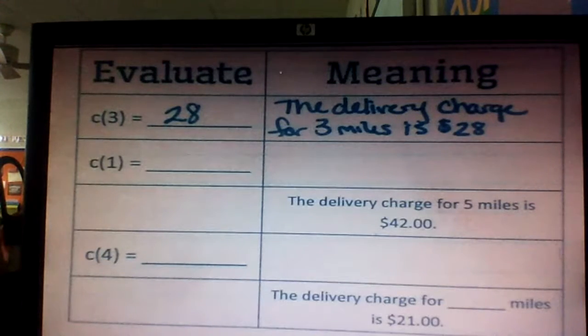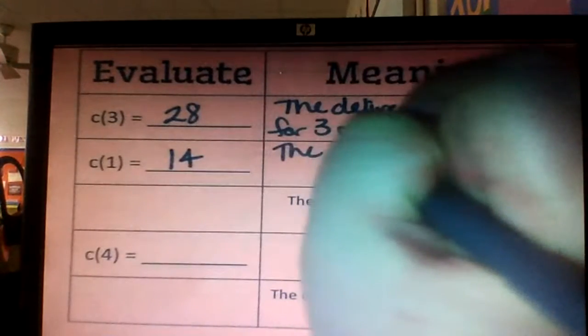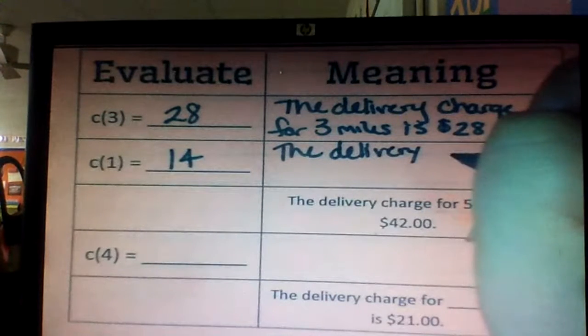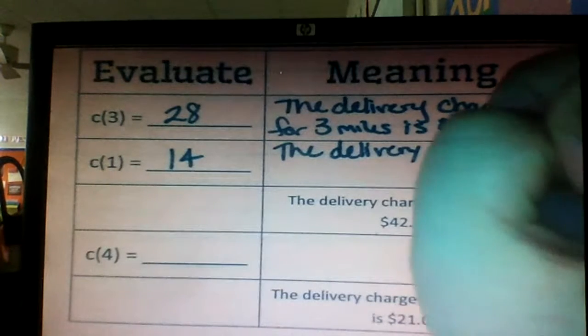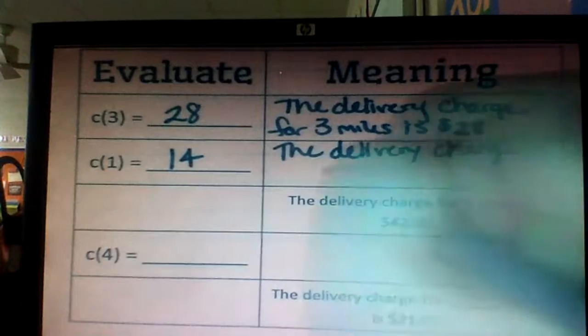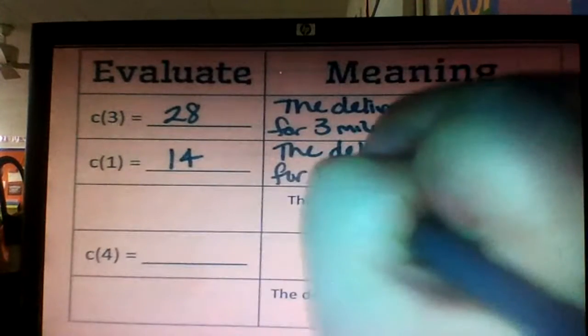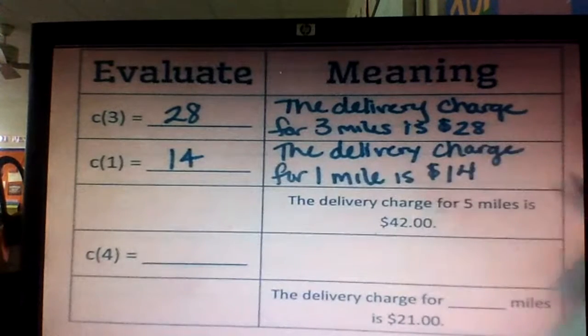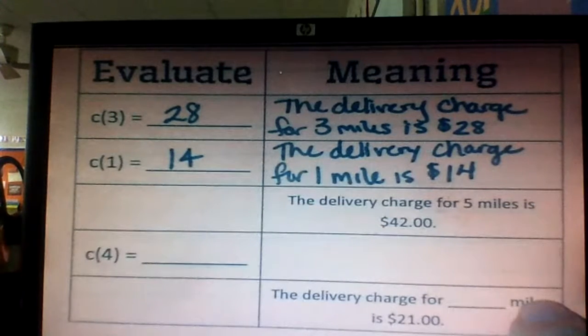Okay. C of 1 should be 14. So the delivery charge for 1 mile is $14. Maybe I should go be a delivery driver. They get to pocket that money? That's a lot for 1 mile.